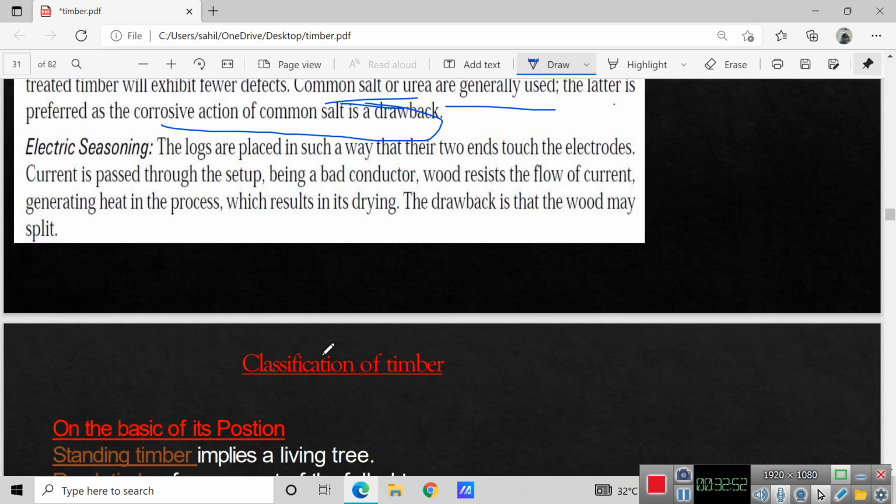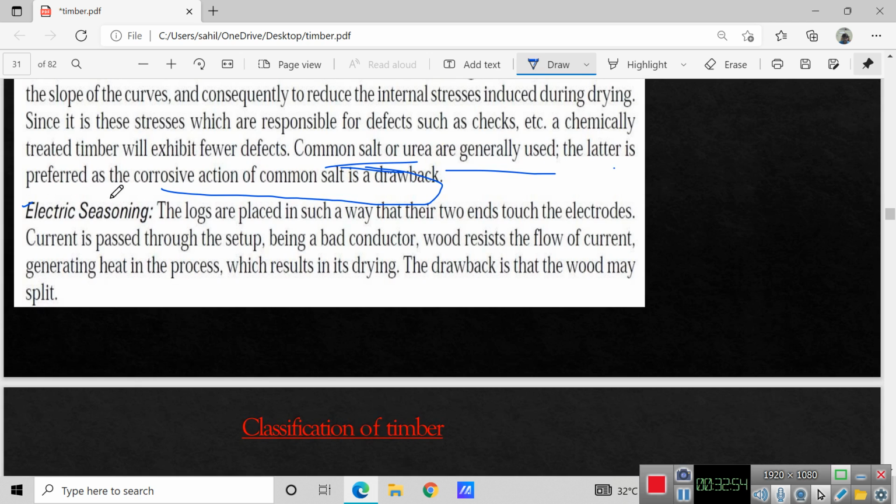And the next is electrical seasoning. In electrical seasoning, the logs are placed in such a way that the two ends touch the electrodes. So basically it is done by electrolysis, which is used for drying the wood. Current is passed through the setup. Being a bad conductor, wood resists the flow of current, generating heat in the process, which results in drying. The drawback is that the wood may split.